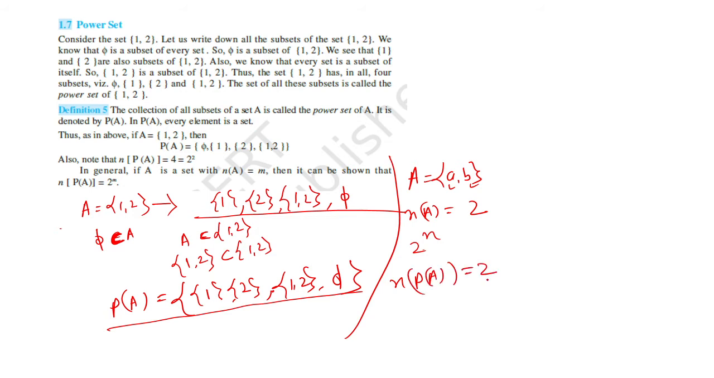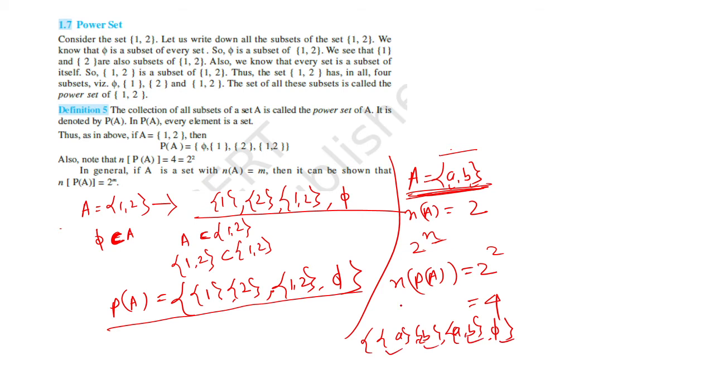Here 2 is fixed, and n means the number of elements in the given set. The number of elements is 2, so you write 2 squared, so it is 4. So if you write the power set of {a, b}, the number of elements in the power set will be 4. How? Try to write the power set: {a}, {b}, {a, b}, and the empty set. So there are 4 elements.